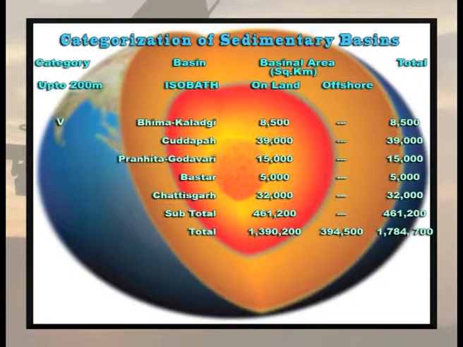Next is Pranhita, which has 15,000 on land, no offshore. Total is 15,000. Next is Bastar, which has 5,000 on land, no offshore. Total is 5,000. Next comes Chhattisgarh, which has 32,000 on land, no offshore. Total is 32,000 square kilometers. Subtotal is around 4,61,200 square kilometers on land, no offshore, and total comes up to 4,61,200 square kilometers. Total is 13,90,200 on land and 3,94,500 offshore, total of which is 17,84,700 square kilometers.